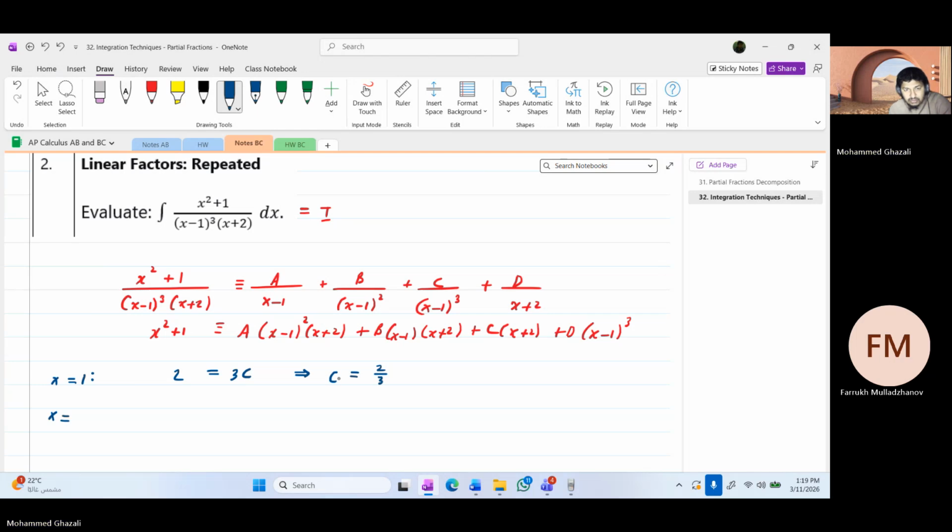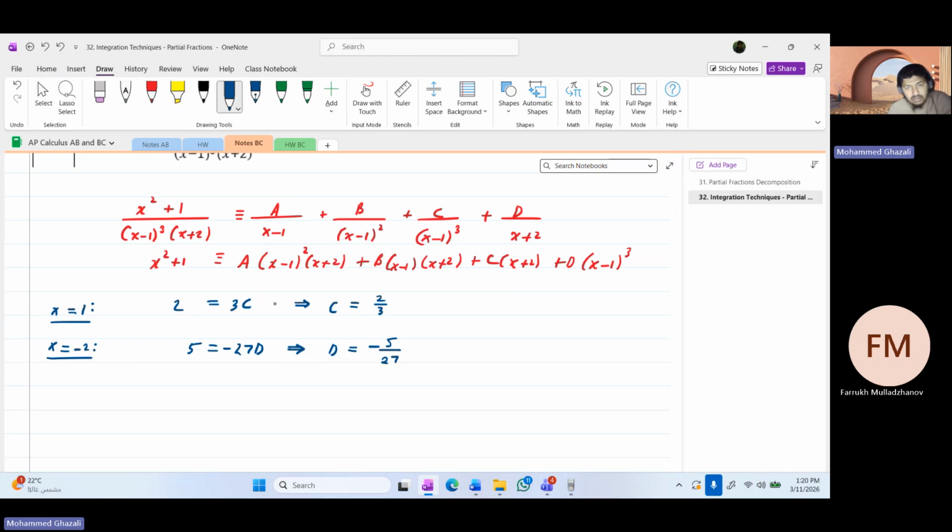If x is equal to -2, A disappears, B disappears, C disappears. We can solve for D. If x is equal to -2, that's going to give me 5 on this side. That is, -3 cubed will be -27D. Why? Because that's -2 minus 1, which is -3, cubed is -27D. So the value of D is -5 over 27. All right, quite complicated, but not difficult.